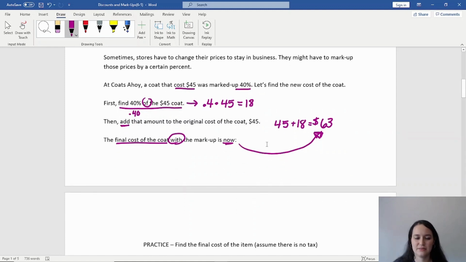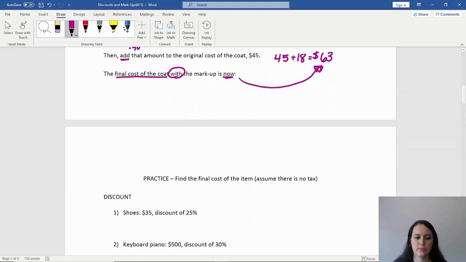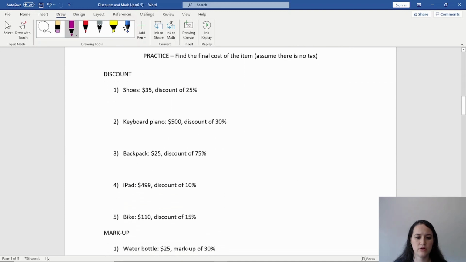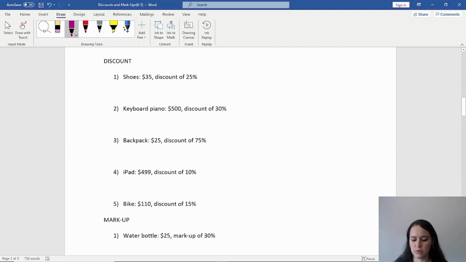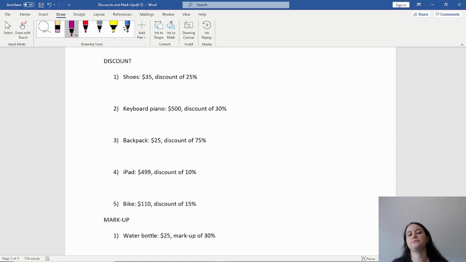All right, let's see. Okay, so that's just discount and markup. Now we're gonna practice some of each. I'm gonna show you the discounts first. I have 5 discount problems. Go ahead and pause the video and solve these, and then I'll start working them out, and then we'll do the markups.